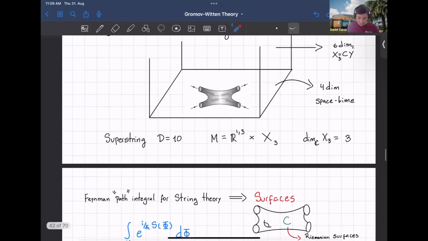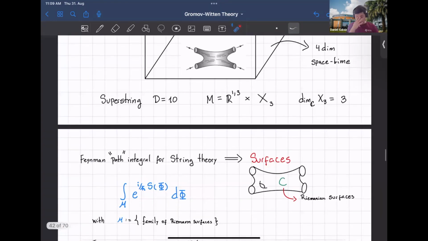Okay. So now let's do again the Feynman path integral for string theory. And as I explained before, going from one point to another, the string will trace a surface. This surface happens to be a Riemann surface. So it's a 2-dimensional surface that can be parameterized by the genus. You know, if you have genus 0, then you have a sphere, S2. If you have genus 1, you will have the torus. That is a donut. If you have genus 2, then, and so on, right?